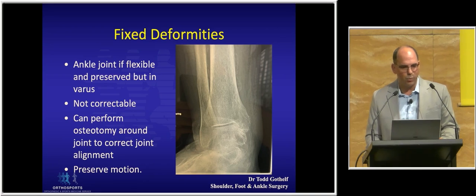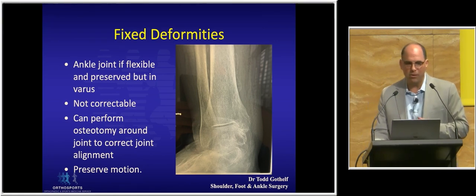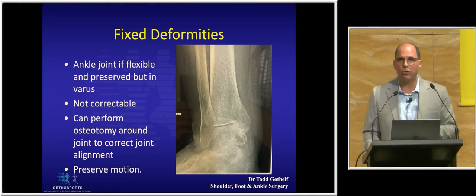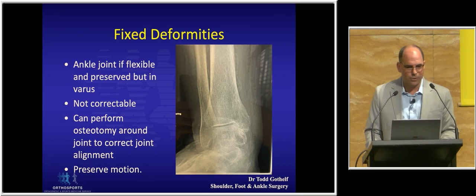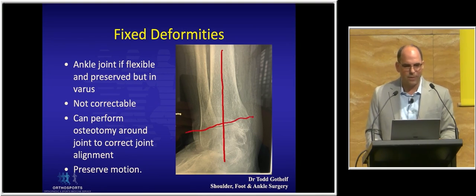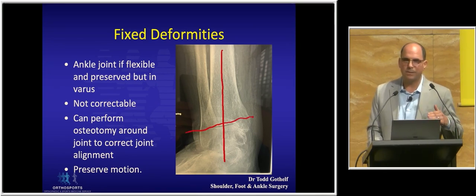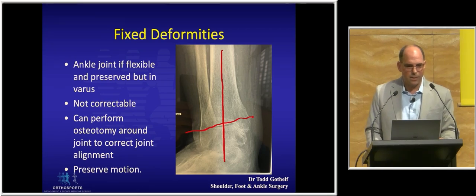The ankle joint moved, and the flexibility of the ankle was preserved, but the ankle's in varus and it's fixed. This is not a correctable varus because it's in the bone and in the joint. And so what you can do is perform an osteotomy around the joint to correct its alignment and help to preserve motion. So you can see that the tibial straight axis goes through, and you can see how the alignment of the distal tibia is angulated.